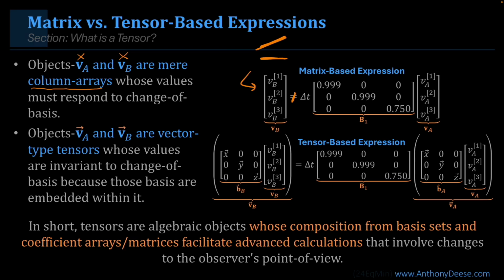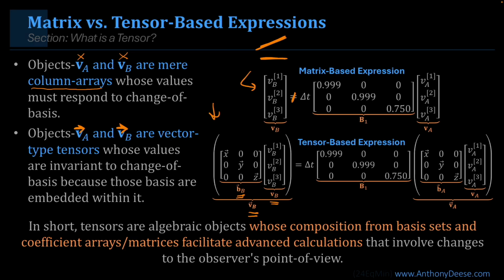The bottom expression, okay, employs VA hat and VB hat, right? And these are vector type tensors whose values are invariant to change of basis because those bases are embedded within it. This VB right here does not change with the user's perspective. And the reason for that is because the basis would change and the observations would change, but the product of the two would stay the same.